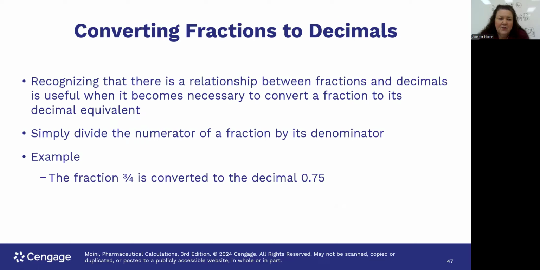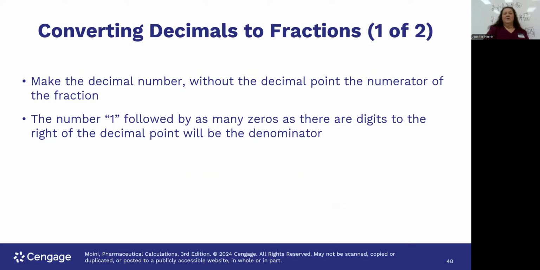So, converting fractions to decimals. Recognizing that there is a relationship between fractions and decimals is useful when it becomes necessary to convert a fraction to its decimal equivalent. We simply want to divide the numerator of a fraction by its denominator. So when they give us a fraction such as 3/4, we're literally just doing 3 divided by 4. And if you plug that into a calculator, it should give you 0.75.